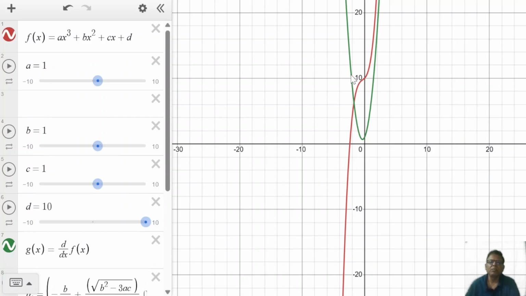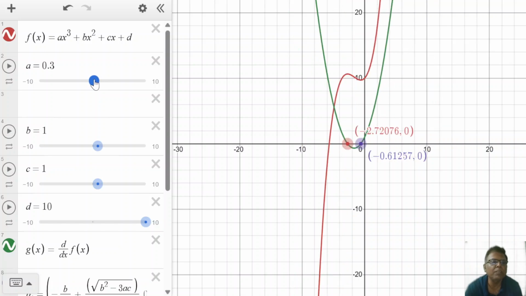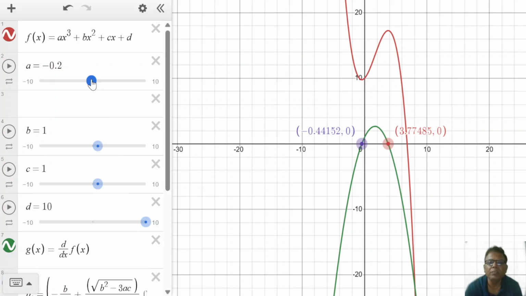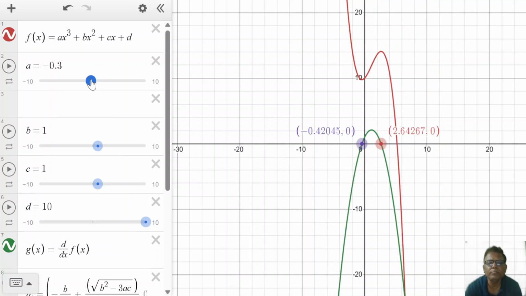If the derivative of a cubic equation does not have any root, that means there will be only one root for the equation. And let us see what happens if we increase or decrease a. Suppose we make it negative. You see what is happening.